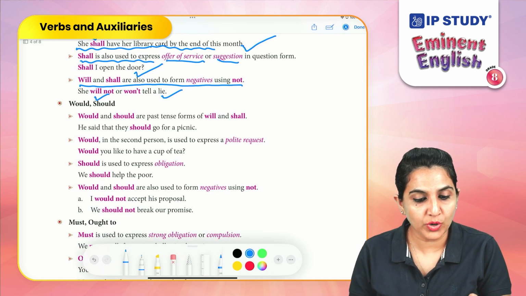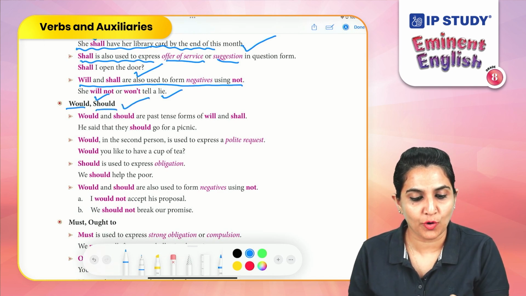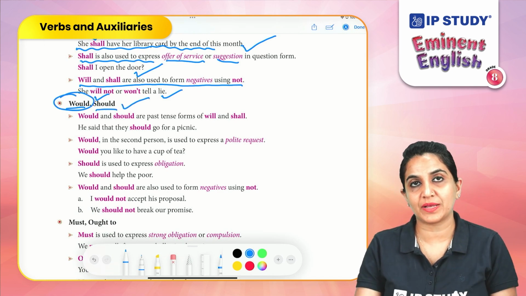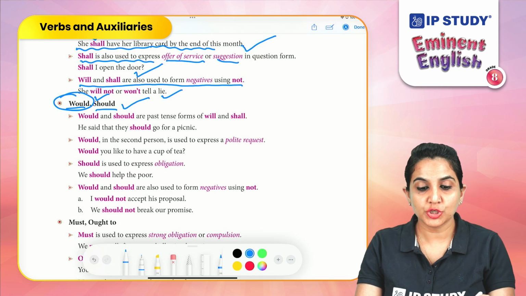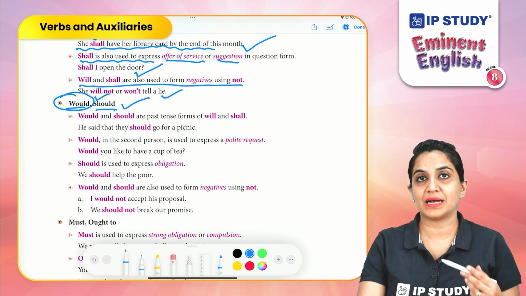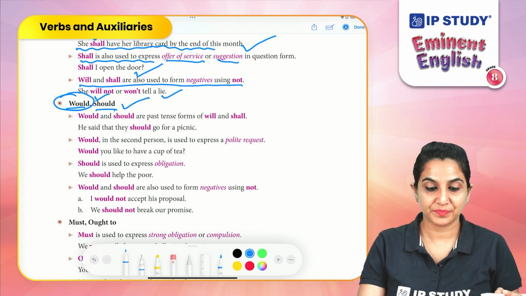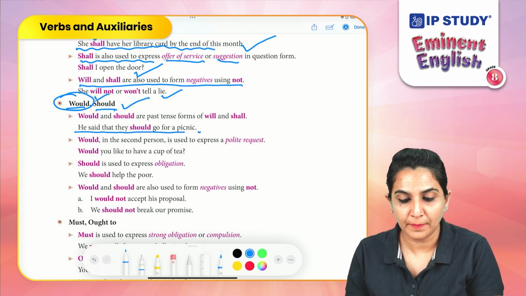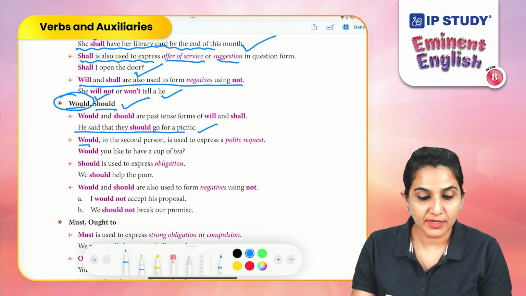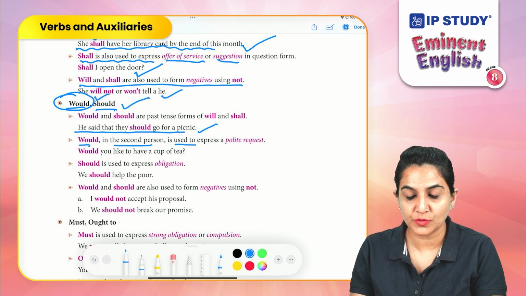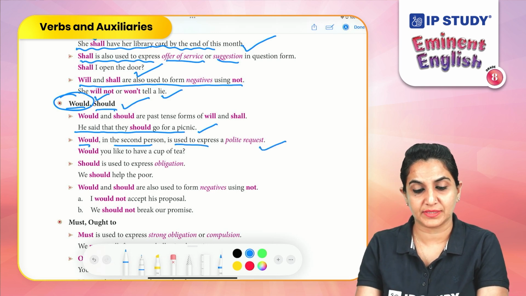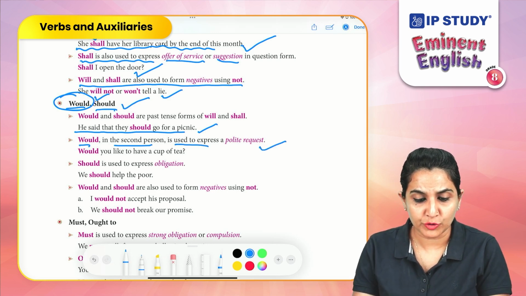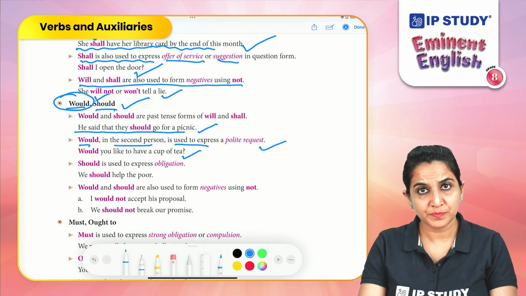Now, would and should. First of all, would is used to express the past tense of will. Should is also used to express the past tense of shall. He said that they should go for a picnic. Would in the second person is used to express a polite request. For example, would you like to have a cup of tea?